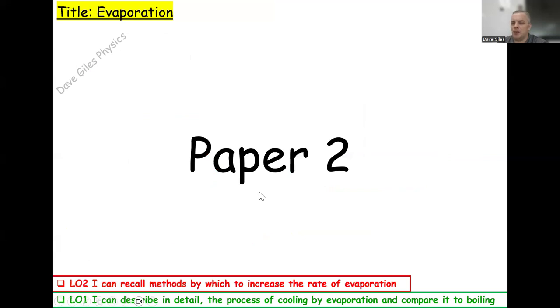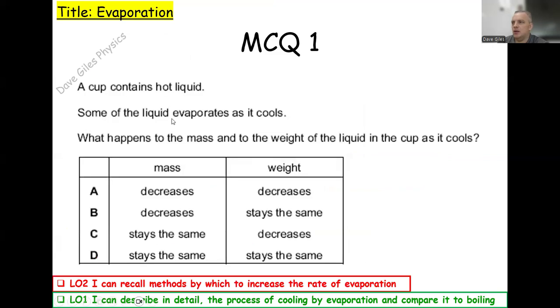Now I'll have a look at a couple of the paper 2 multiple choice questions. Okay. So a cup contains hot liquid. Some of the liquid evaporates as it cools. What happens to the mass of and to the weight of the liquid in the cup as it cools down? So we've got different options. We'll start from the top. The mass is going to decrease, and so is the weight. So it's going to be A. Because if you lose some mass, obviously weight is mass times gravitational field strength. They're both going to go down. So it's A.